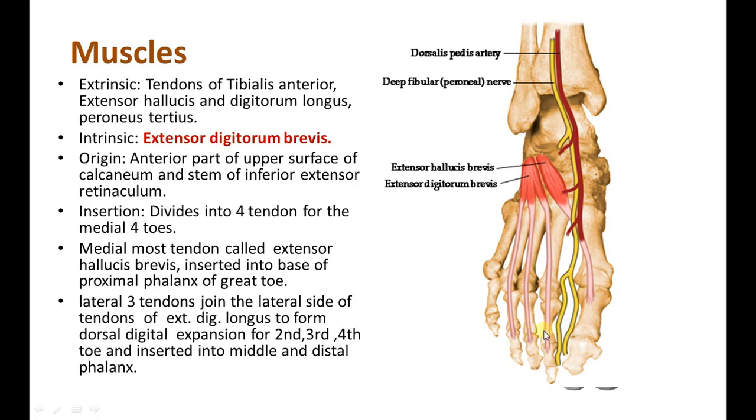Okay, and then through the dorsal digital expansion, the central tendon will go to the base of the middle phalanx, and the 2 collaterals will go to the distal phalanx. Okay, the only intrinsic muscle is the extensor digitorum brevis, and the medial most tendon is called the extensor hallucis brevis, and this crosses the dorsalis pedis artery. And of course, your deep peroneal nerve from lateral to medial. The tendon crosses the dorsalis pedis artery from lateral to medial side.